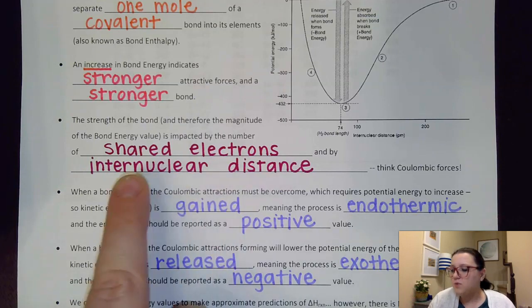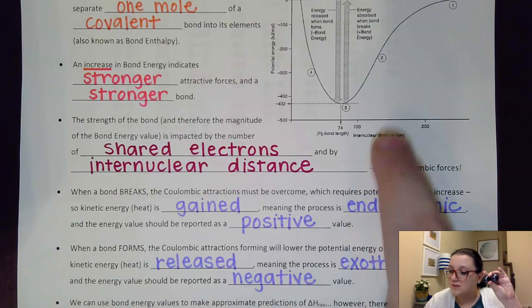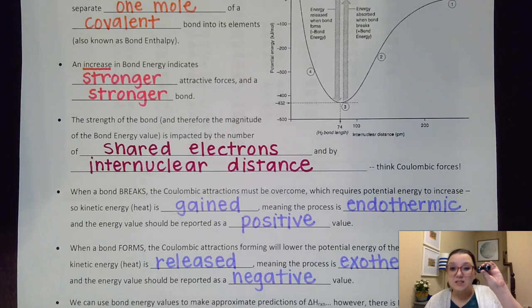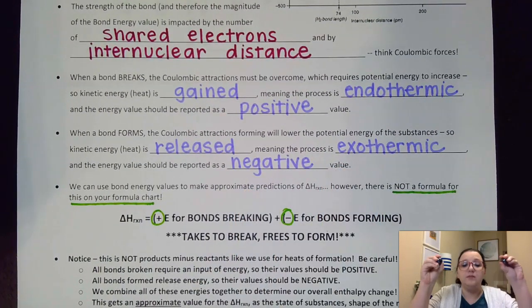And with internuclear distance, really what we're thinking about there are the number of occupied energy levels in your individual atoms. Those are what impact the internuclear distance. For example, this length in diatomic hydrogen is pretty short because they only have one occupied energy level, which is part of the reason that this bond is pretty strong, even though it's only a single bond with 2 shared electrons.